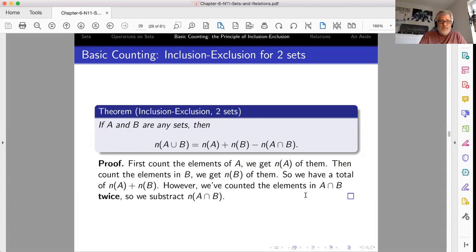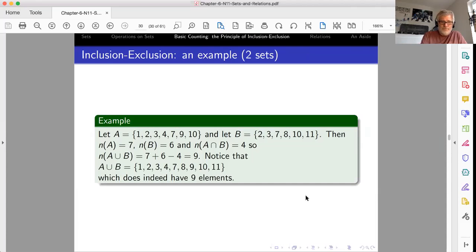So let me show you an example, very simple example. Okay, so A is the set consisting of the elements 1, 2, 3, 4, 7, 9, 10, and B is the set consisting of the elements 2, 3, 7, 8, 10, and 11. Okay, now you can see that A has 7 elements and B has 6 elements. And if you look at the elements that they have in common, there's 2, there's 3, there is 7, and there's 10. So that's 4 elements in common.